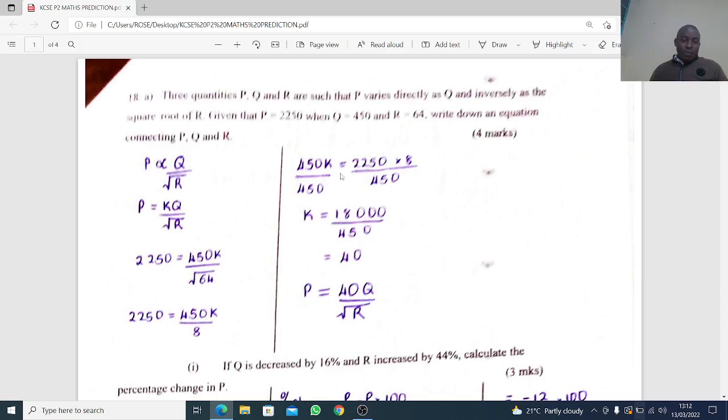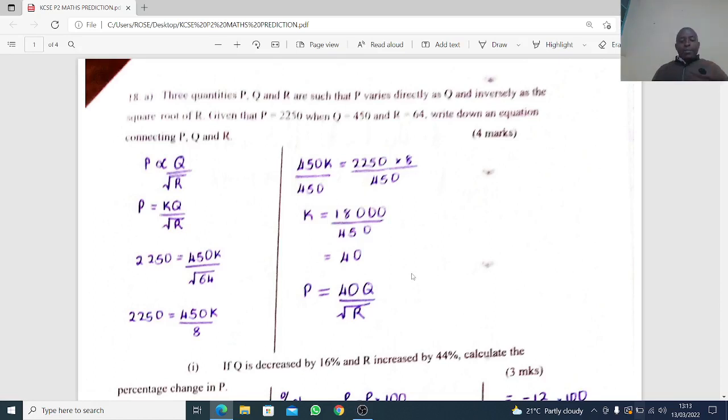So if now you cross multiply, we'll get 450K equals 2250 times 8, which gives you 18,000. So that is 450K equals that. We divide by 450 both sides, so K will be equal to 18,000 divided by 450. So K is 40. So the equation connecting will be P equals 40Q all over square root of R. So this is the equation connecting the letters P, Q, and R.